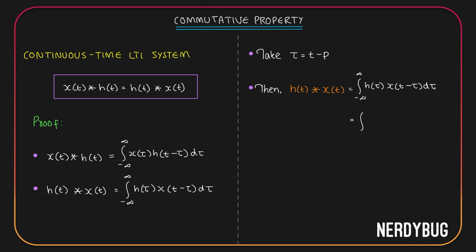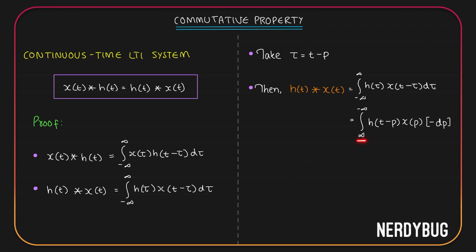So we can write integral from infinity to minus infinity. H of tau becomes h of t minus p. X of t minus tau becomes x of p. Now what happens to d tau? We have tau is equal to t minus p. Differentiating on both sides, d tau is equal to dt minus dp. But dt is 0 because we are taking t as a constant. So d tau is just minus dp. So we can write minus dp here.